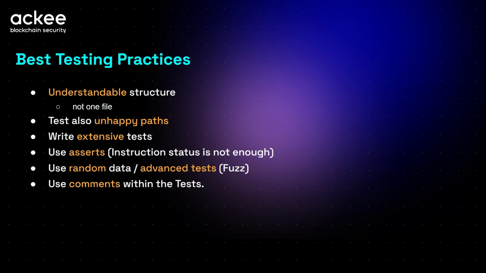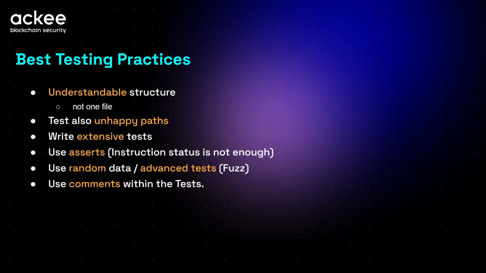The next point is about writing extensive tests. What does it mean? If your program has 5, 10, 20 instructions, it does not mean that you write one happy path test for each instruction, then one unhappy path test for each instruction, and that's everything. From my side, you should test each instruction multiple times, and it is not important if it's a happy or unhappy path, but basically multiple times.